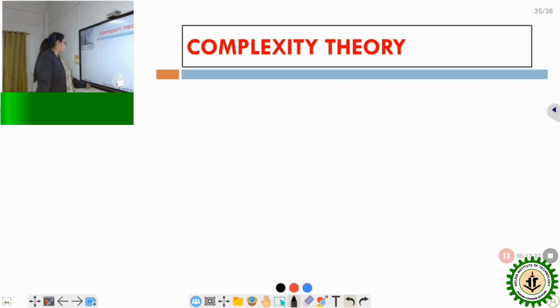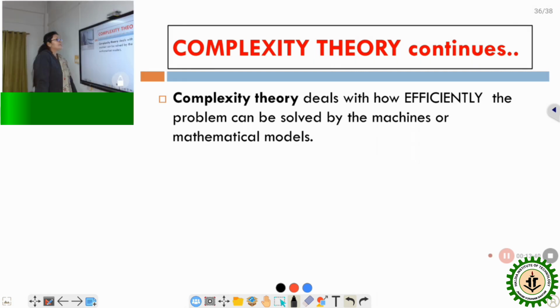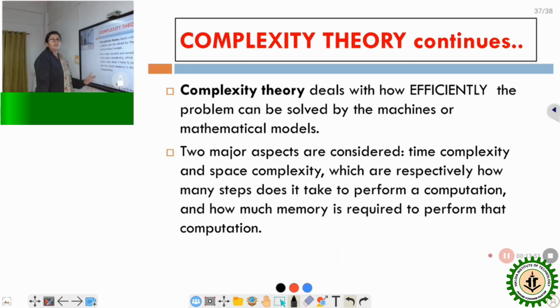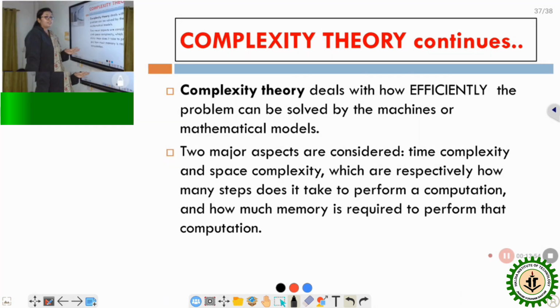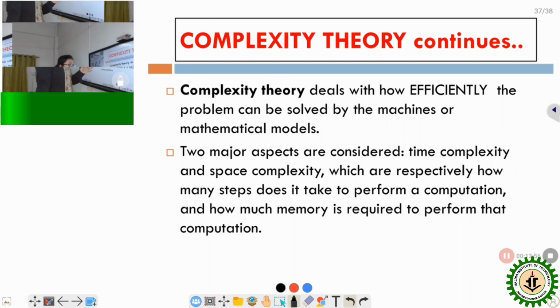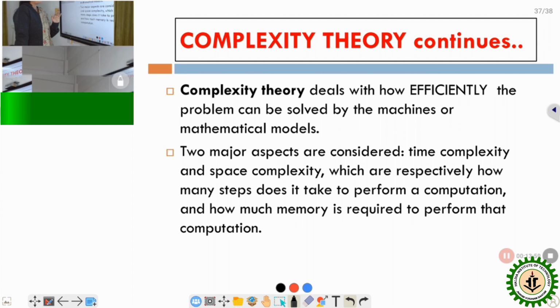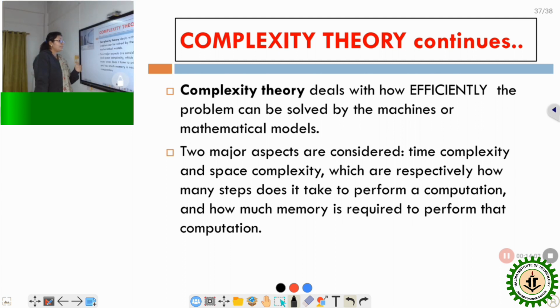And then we have complexity theory, that is how efficiently the problem can be solved by the machine or mathematical models. And in complexity theory we have 2 major aspects, that is time complexity and space complexity. Now time complexity is all about how many steps it will take to perform a computation, and how much memory is required to perform the computation is your space complexity.